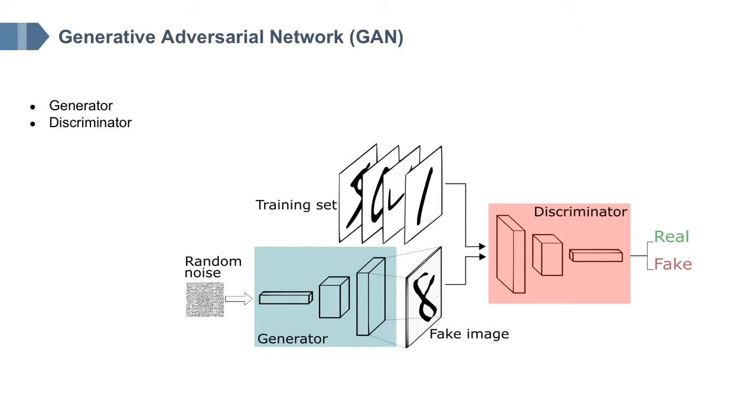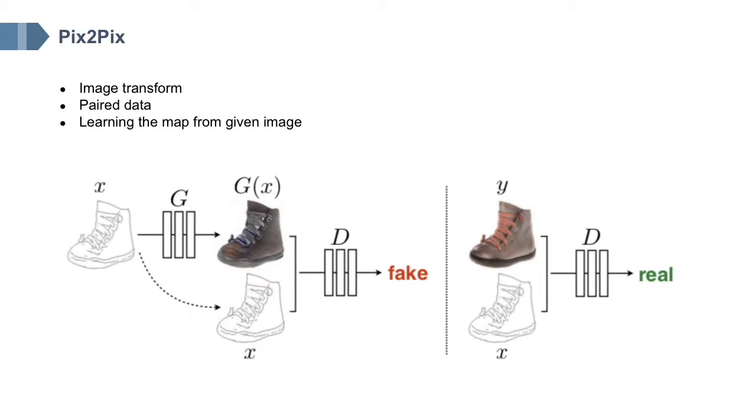The difference of pixel to pixel is that the input of the generator is not a random noise vector but an image. So it's learning the map from a given image to achieve the goal of transferring image style A to image style B.